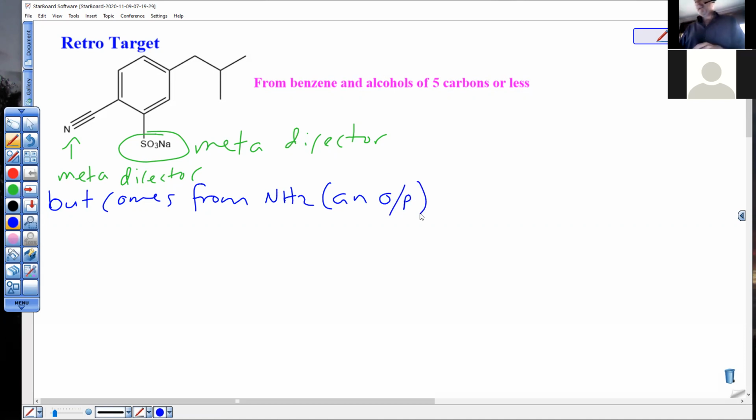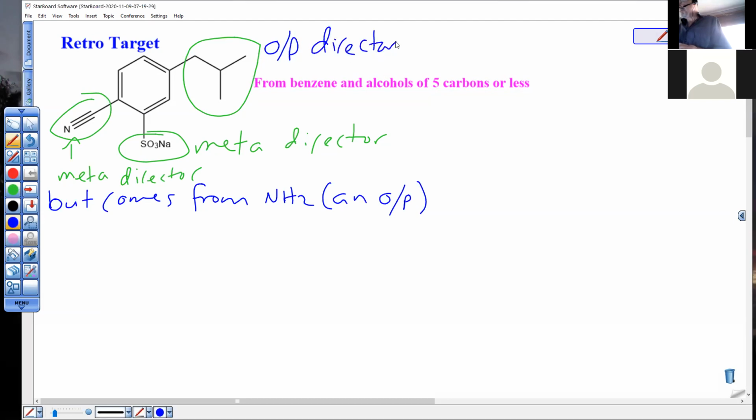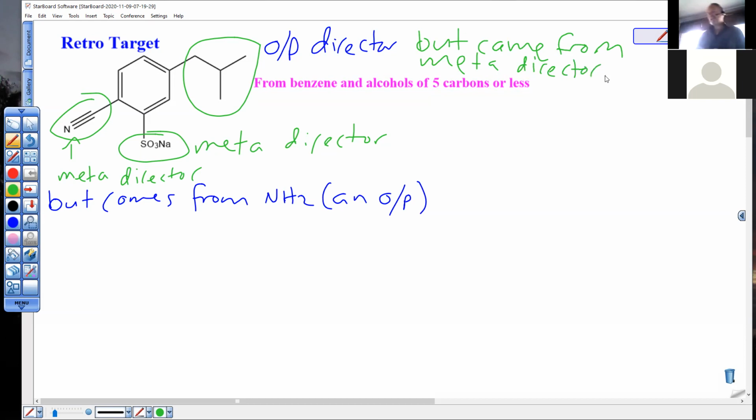And we have an alkyl group. I want to be a little more specific than that. So here we have the meta director. Here we have an alkyl group, which is an ortho-para director, but it came from a meta director. We had to have a carbonyl there first. So we have some flexibility here.